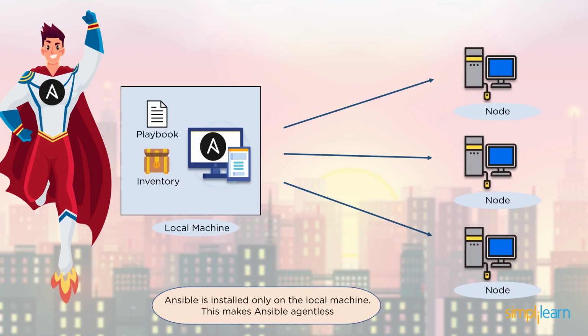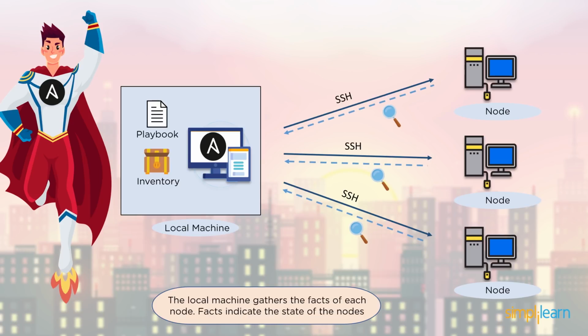Another term that you would come across with Ansible is push configuration. So since the local machine has complete control here, it pushes the playbooks onto the nodes and thus it's called a push configuration tool. Now the playbooks and the inventory are written at the local machine and the local machine connects with the nodes through the SSH client. This step here is optional but it's always recommended to do so.